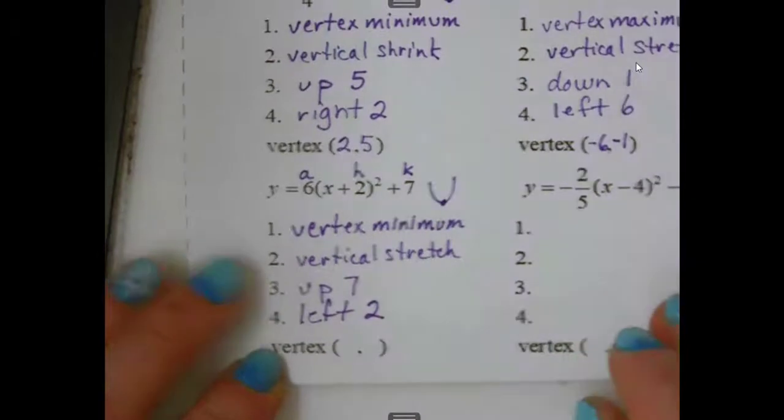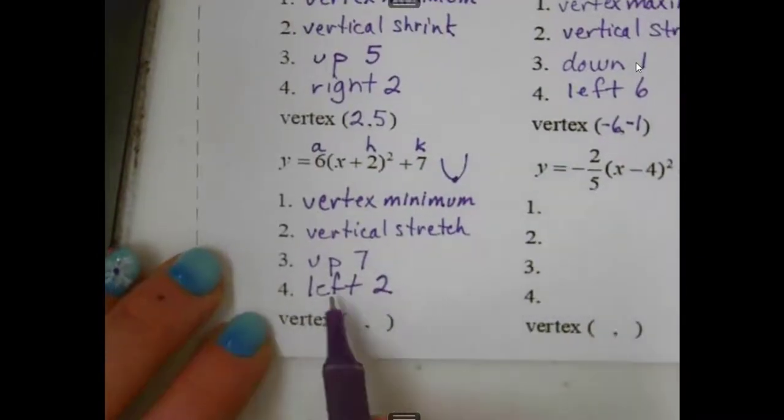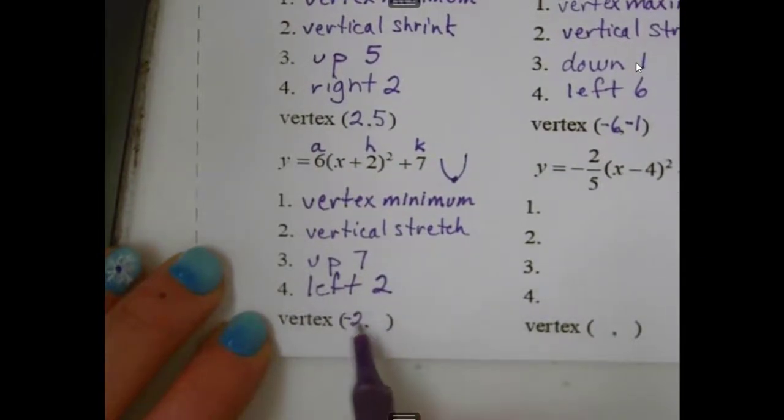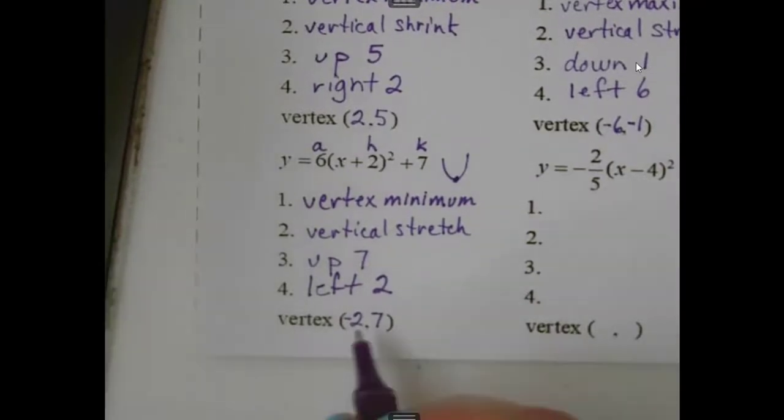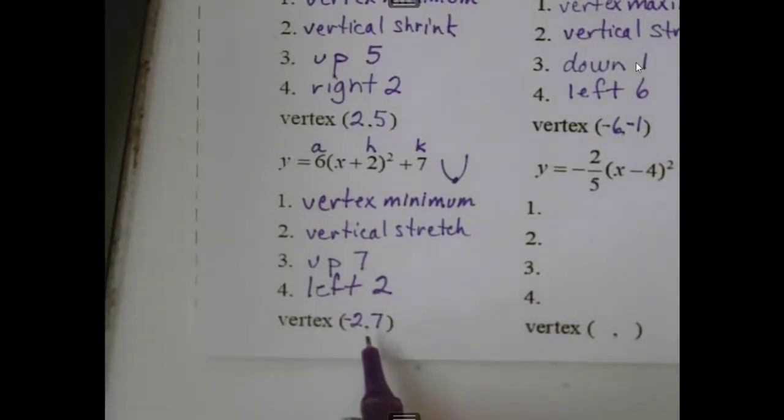So now we can figure out our vertex. Left 2, that's our x value. Because it's left, we want to write -2. Up 7 would be a positive. And so now we know exactly where the vertex of this parabola would be located.